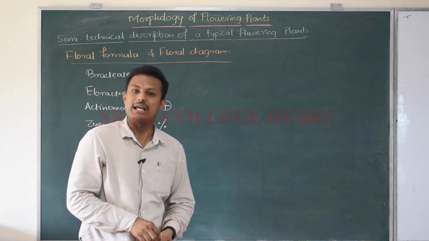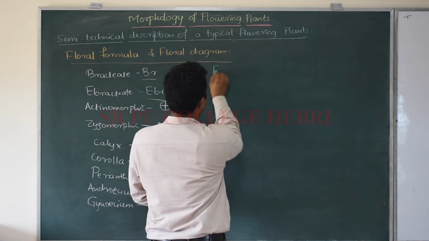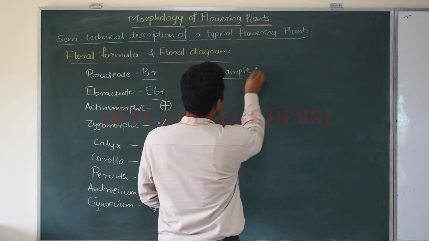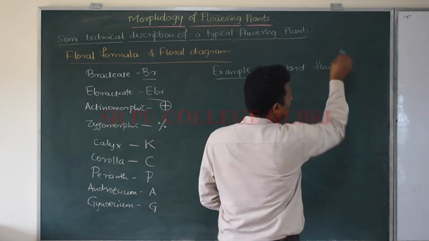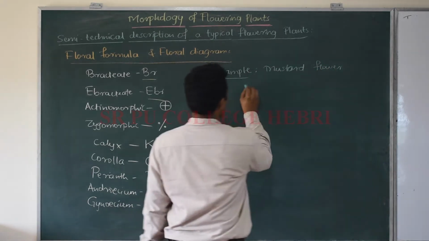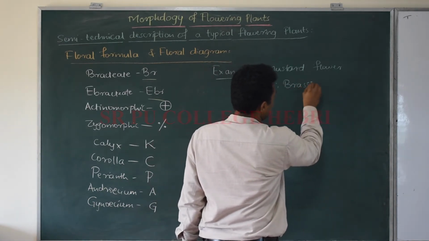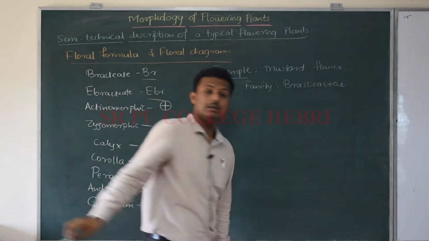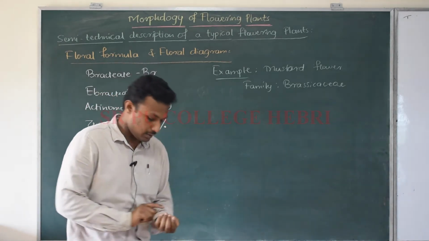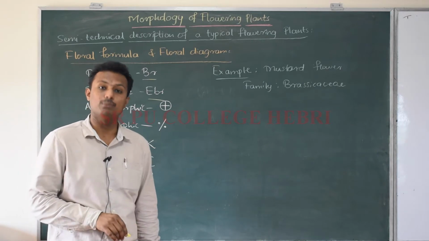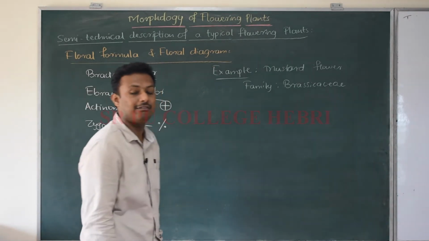Let us consider one example of the floral formula of mustard plant. Okay, I'm giving you an example of mustard flower. See, this belongs to the family called Brassicaceae. So what are the characteristics of this particular flower of the species called mustard? Okay, see, the flower is an actinomorphic flower and it does not have bract.